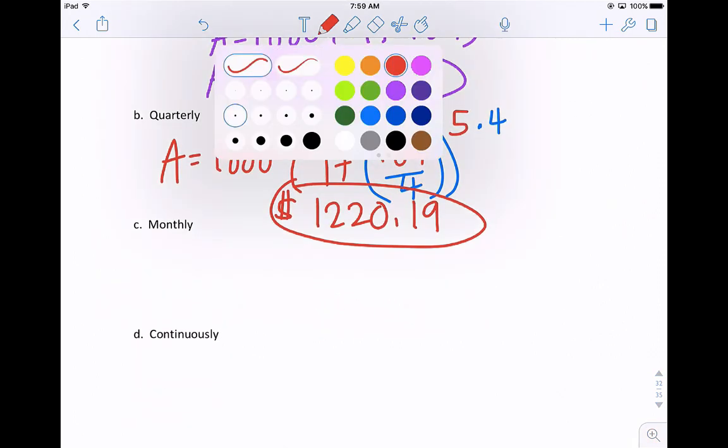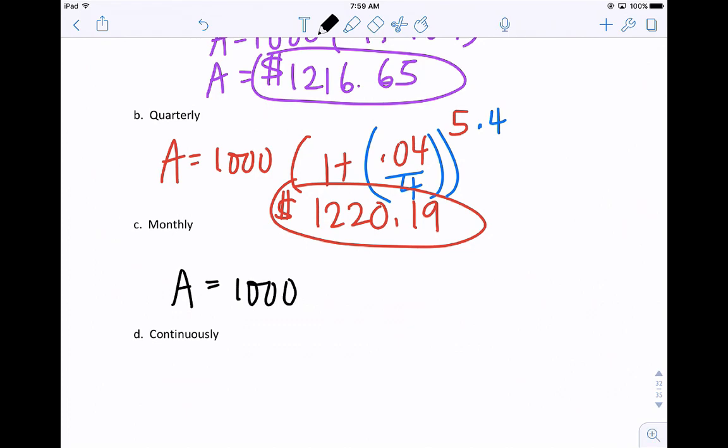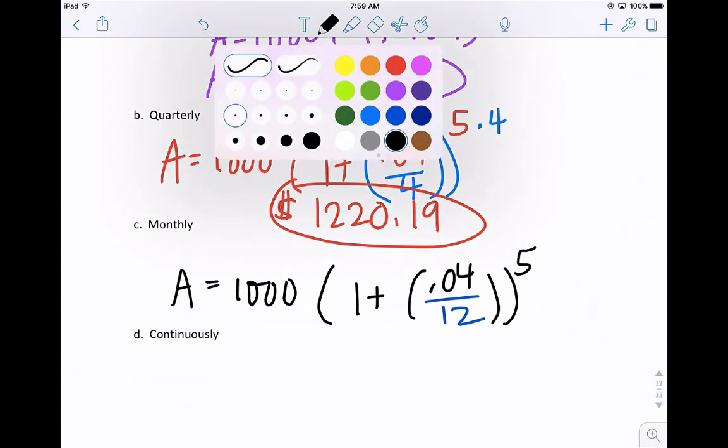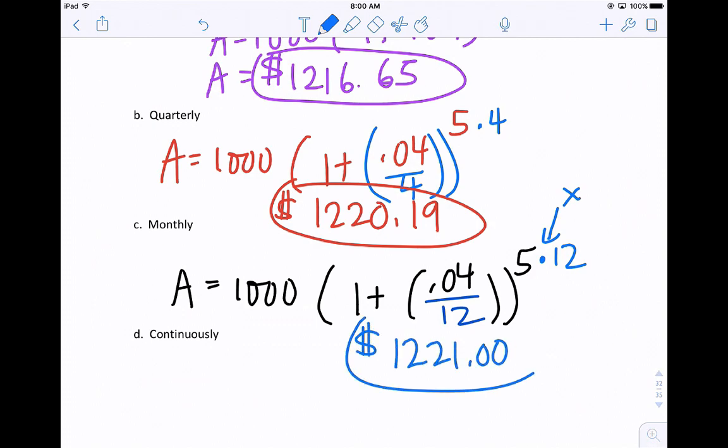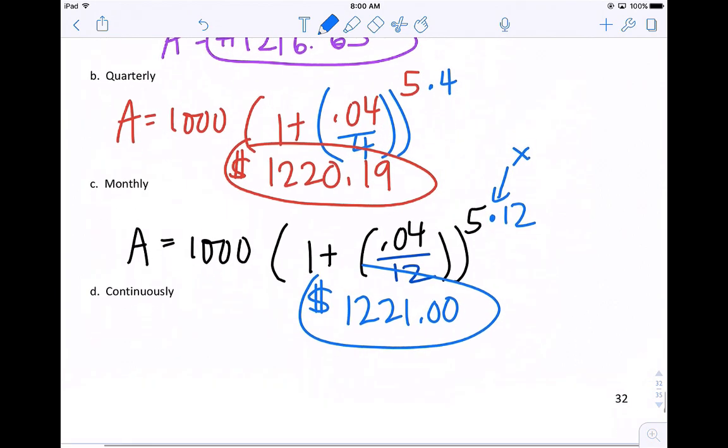All right, monthly, 12 times a year, so the amount equals 1,000 times 1 plus 0.04, but now it's monthly, so divide by 12. And then it's 5 years, but 12 times a year. All right, so we'll type that in. So 1,000 times 1 plus 0.04 divided by 12, to the power of 60. 5 times 12. All right, and we get 1221. So it's slightly increasing.